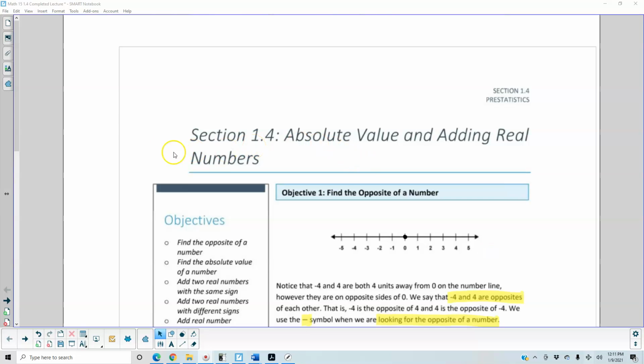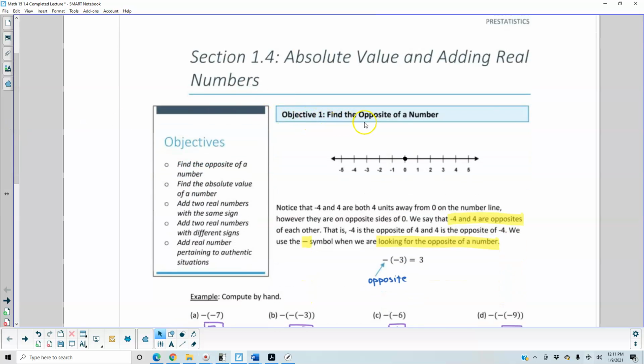Section 1.4, Absolute Value and Adding Real Numbers. Objective 1, find the opposite of a number. Here you have your number line.